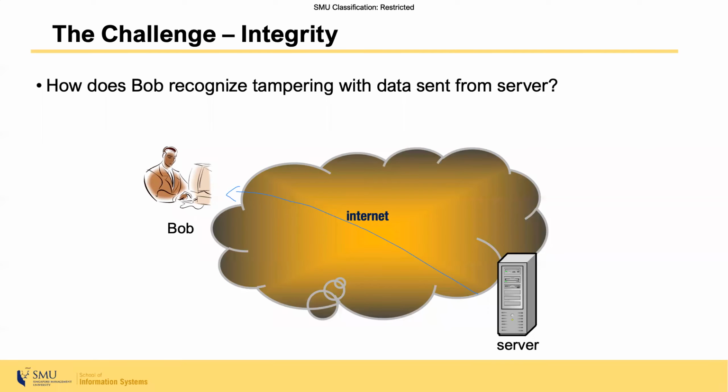It means that if an attacker wants to modify the message along the way, they might have done it. So the challenge we're trying to deal with here is: if there is such a case, is there a way for Bob to recognize that there has been tampering with the data? That is the issue we are going to deal with.